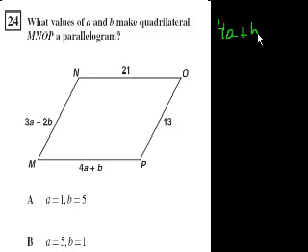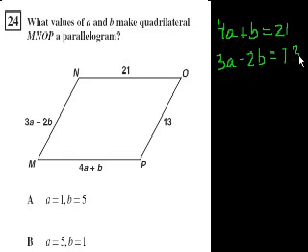4a plus b is equal to 21, right? Because they're opposite sides, so they should be equal to each other. Similarly, 3a minus 2b should be equal to 13, because they're opposite sides. So 3a minus 2b is equal to 13.